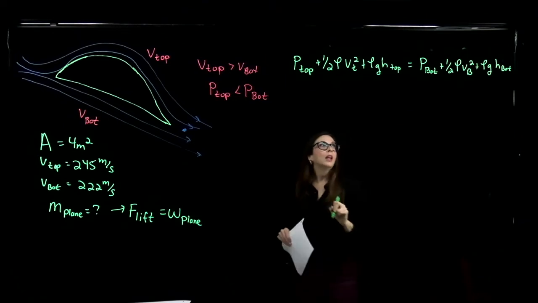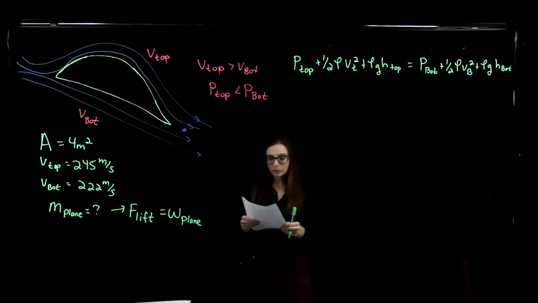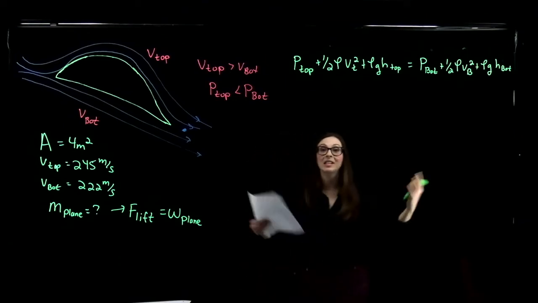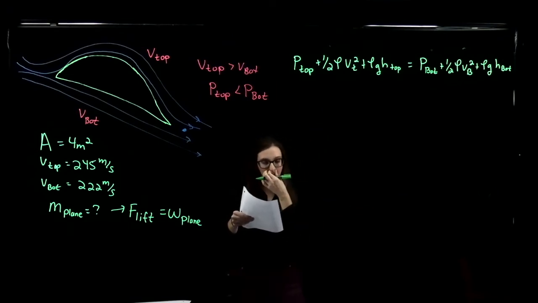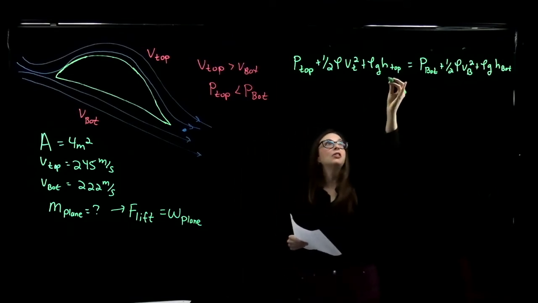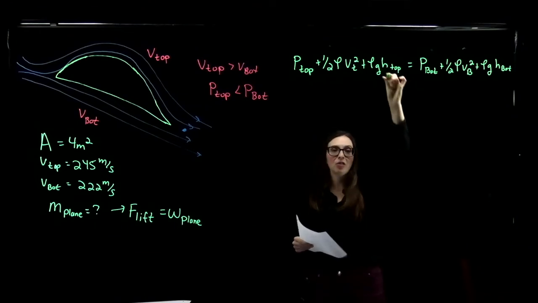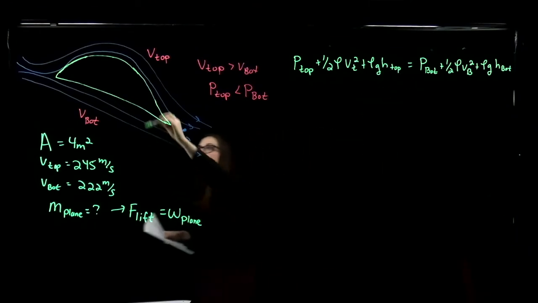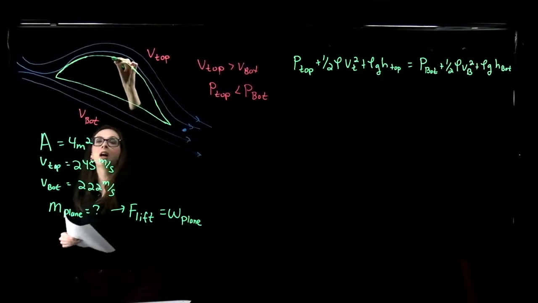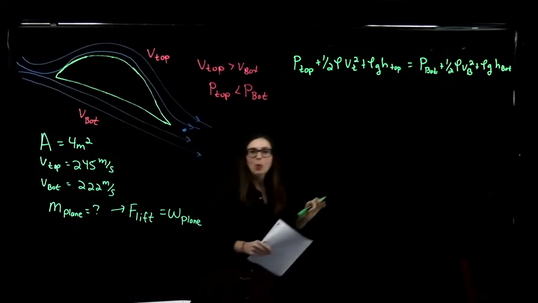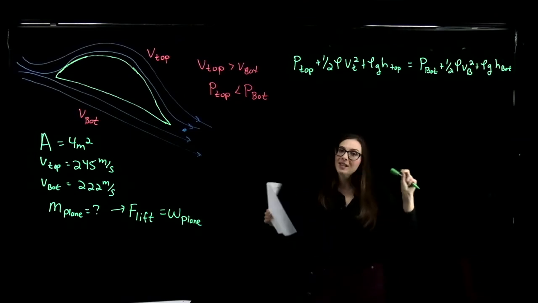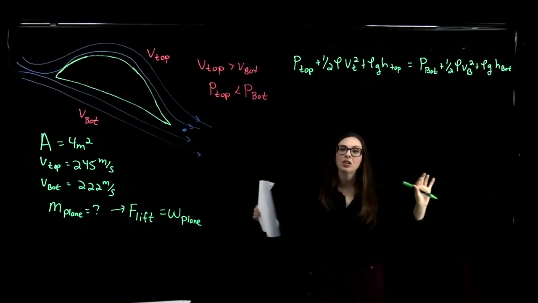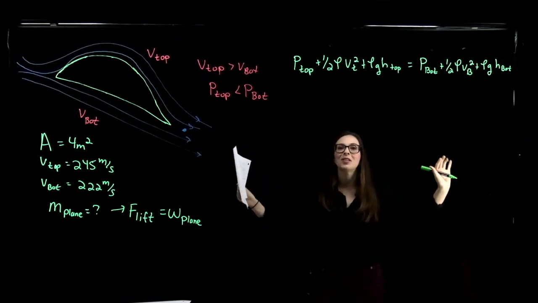Okay, now what can we do? Well, we can assume that the density is the same on the top and on the bottom. We're also going to make another assumption that what we really care about here is the difference in height between the bottom of the wing and the top of the wing here. And we're going to assume that this distance is so small, the difference between the bottom of the wing and the top of the wing is so small that it's not going to make much of an impact on the scale of our Earth's atmosphere.